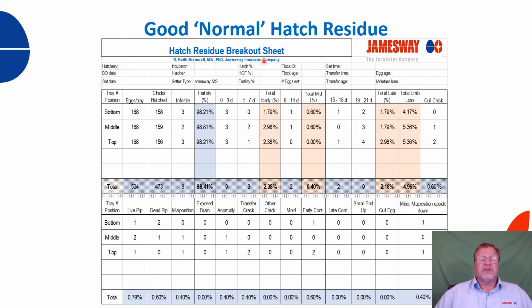Again, this is some real data here. Total early embryo loss from the eggs collected or evaluated from the bottom, middle, and top of that machine, about 2.4% early mortality. Certainly within range of what we're looking for. 0.4% middle, it's what we're looking for. 2.18 late percent for a total of about 5% total embryo loss.